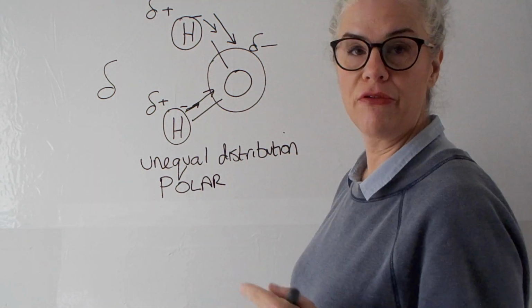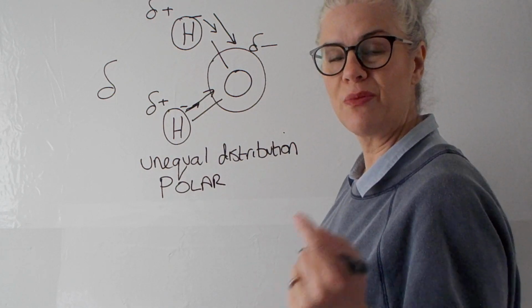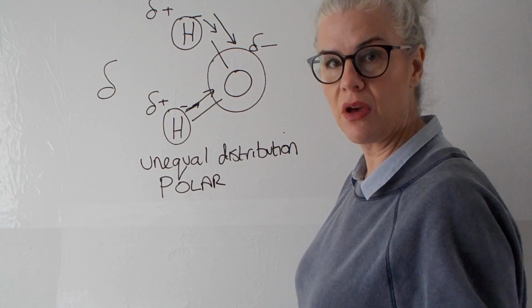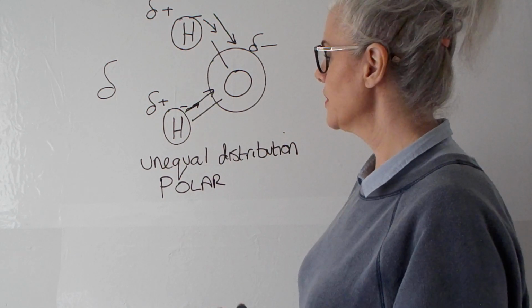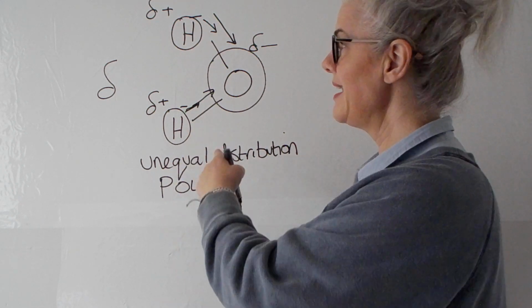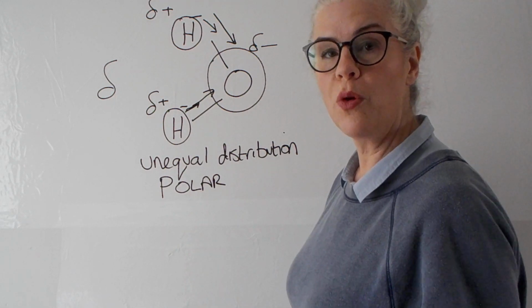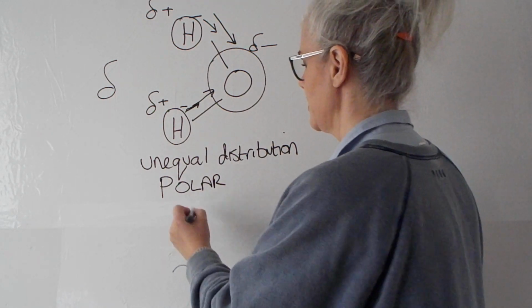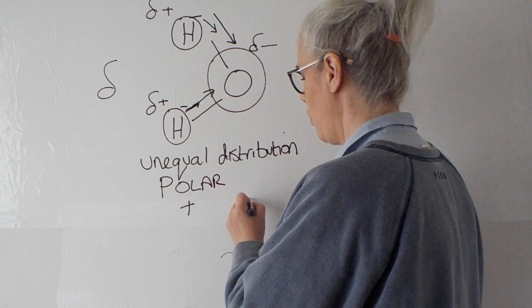Now that means it can form attractions. So remember, negatives and positives are opposites, they attract. So it can form attractions with lots of other things, anything else that is polar or anything that is actually ionic, so anything that is positive or negative. Okay?